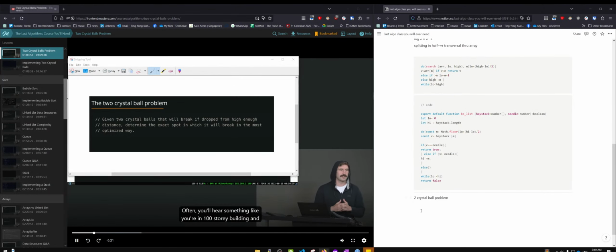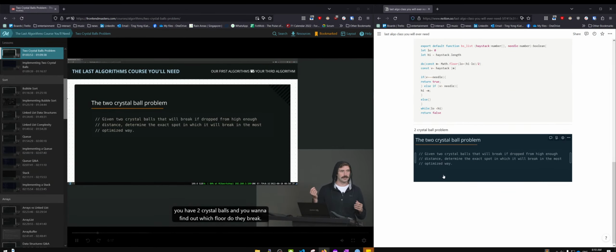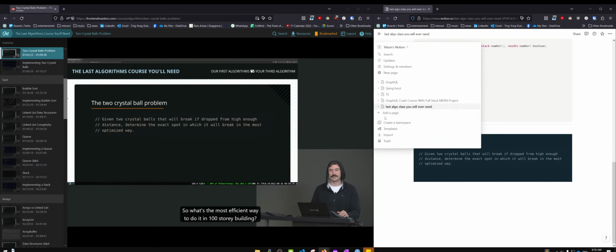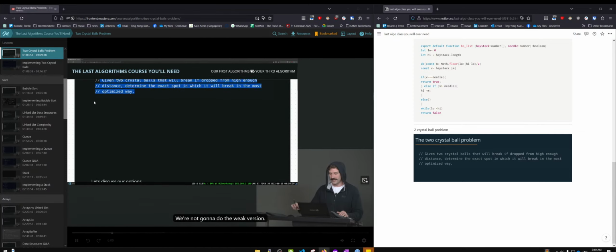Often you'll hear this something like, you're in a 100-story building and you have 2 crystal balls and you want to find out which floor they break. So what's the most efficient way to do it in a 100-story building? This is just the generalized version of the exact same thing right here. So let's do the generalized version, because we're computer scientists. We generalize. We're not going to do the weak version.